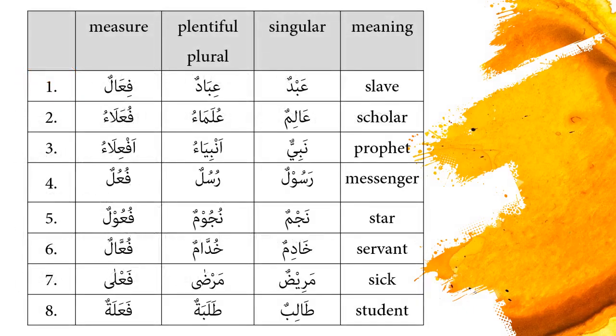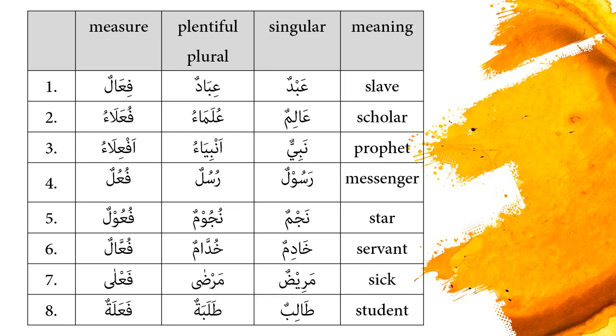The plentiful plural for it is عباد. The singular is عبد and the meaning for it is slave. The second measure is فعلاء. Plentiful plural is علماء. Singular is عالم, meaning scholar. The third measure is أفعلاء. Plentiful plural is أنبياء. Singular is نبي, meaning prophet.